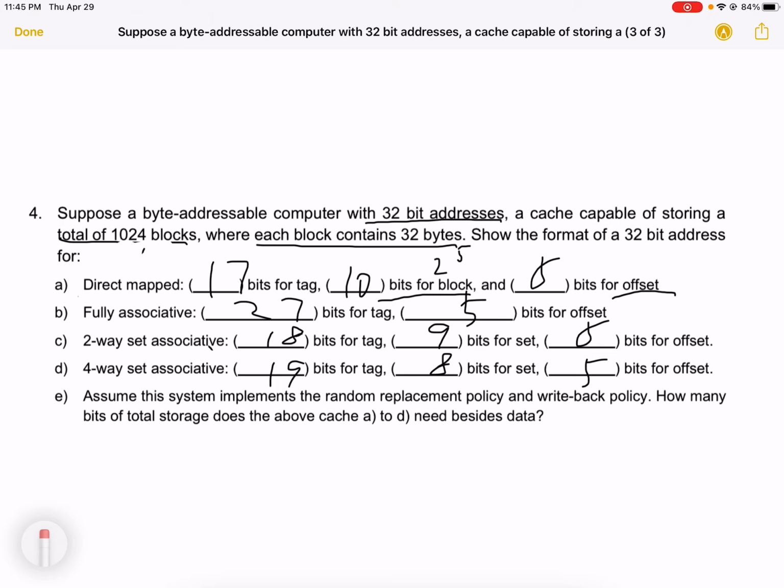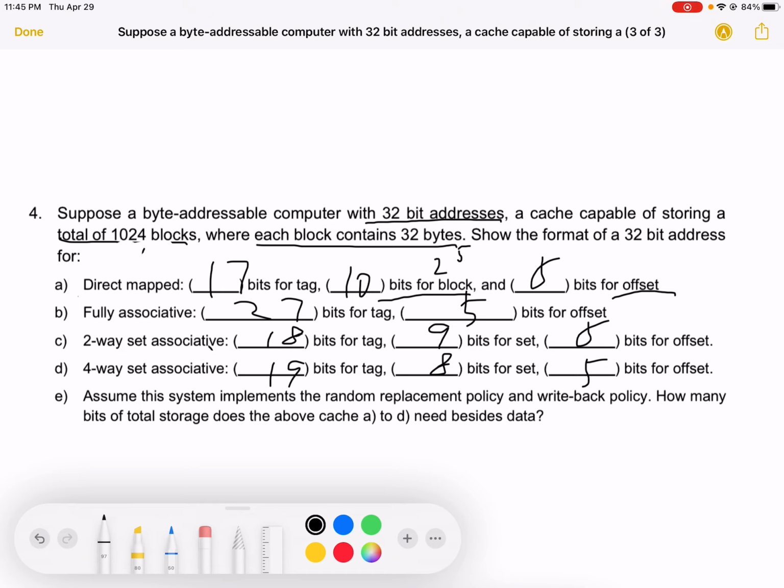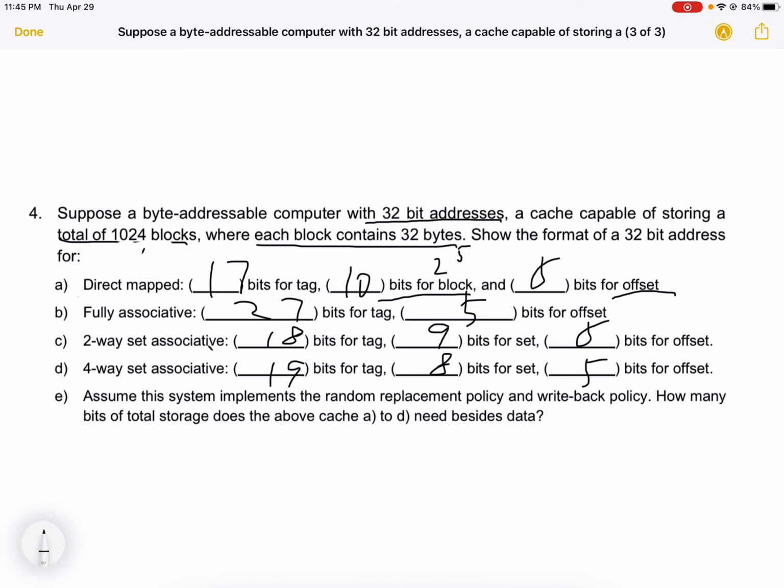So yeah, and now let's do the last question. I'm not 100% sure on this question, but I think the approach is we need one bit for replacement policy, and we need another bit for write back policy. And beyond that, we need to include the bits for the tag.